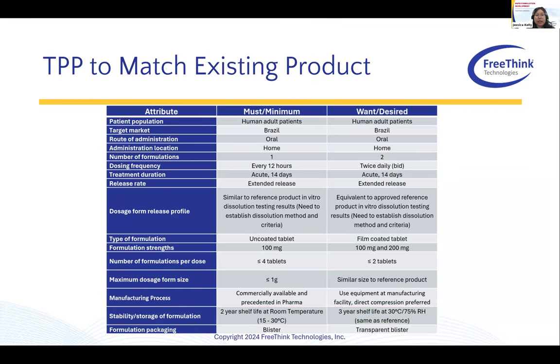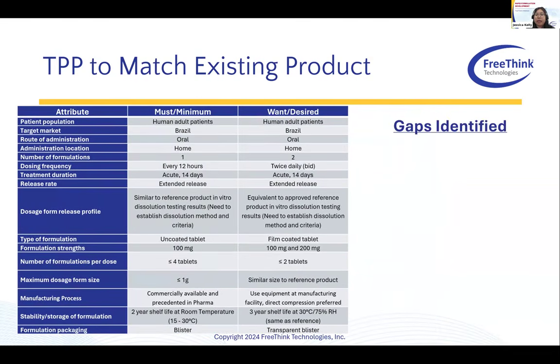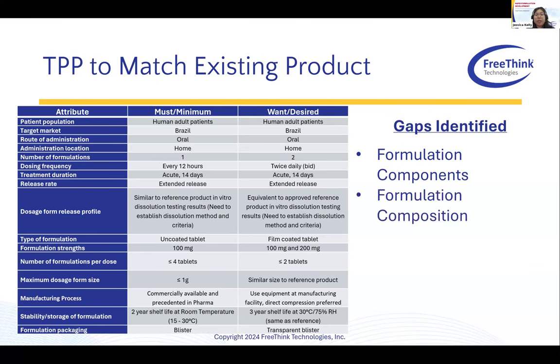And again, as we built this TPP, we see that there are a couple of areas that need to be addressed. So first, what should the formulation components be? So most likely the product would contain similar excipients to the reference product, but there could be some excipients in the reference product that the drug development team may want to avoid. The second would be, what should the formulation composition look like to achieve the desired release profile? And we'll discuss strategies to develop controlled release formulations in our future webinar that Sherry will give. So stay tuned for that.